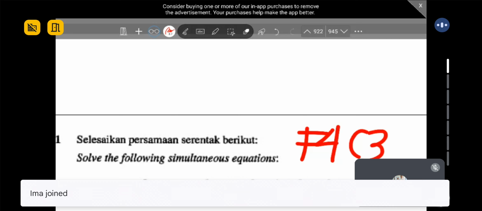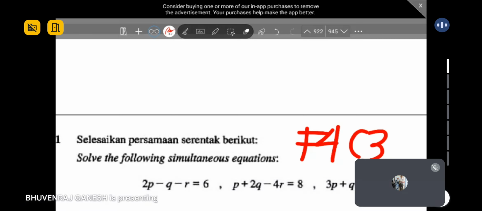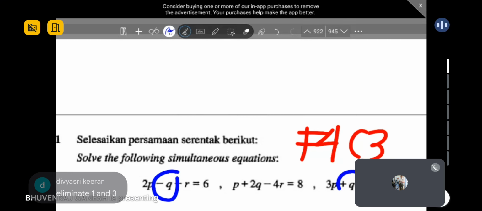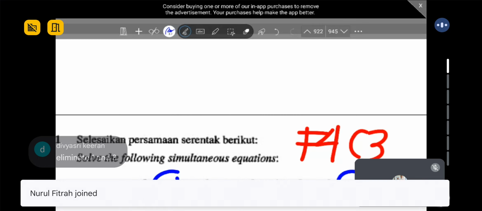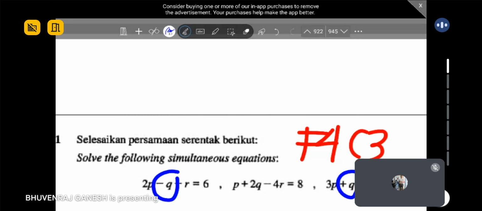Okay, so apa yang saya boleh nampak kat sini? Okay, so very clear, guys. Saya boleh nampak ada satu Q kat dua-dua persamaan ni. Yes. Okay, you eliminate 1 and 3. Very good. Hapuskan 1 dan 3.